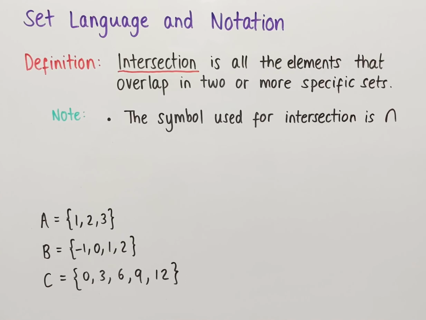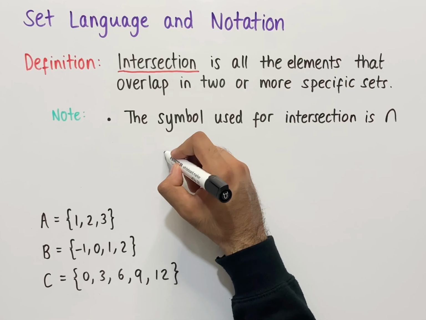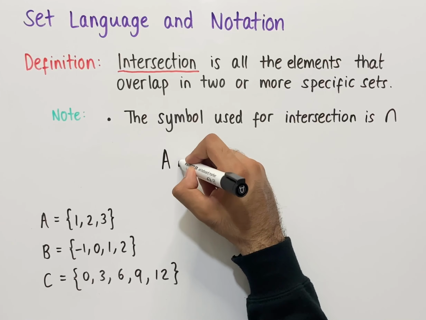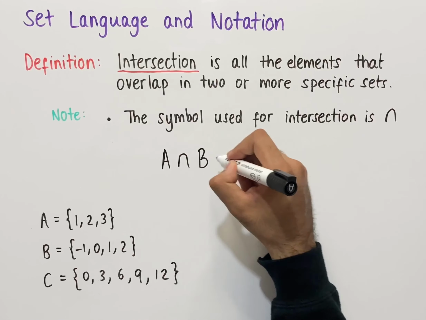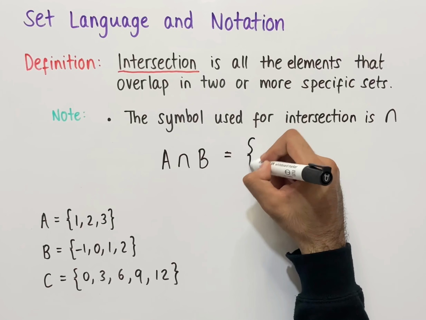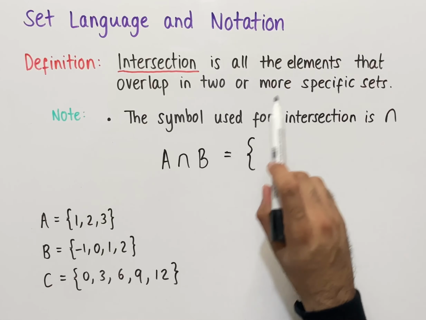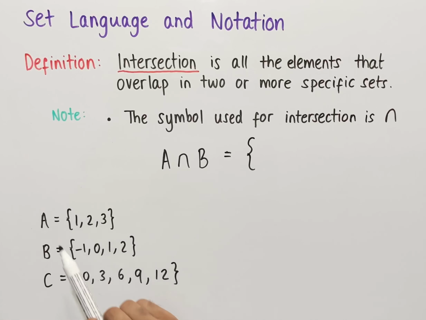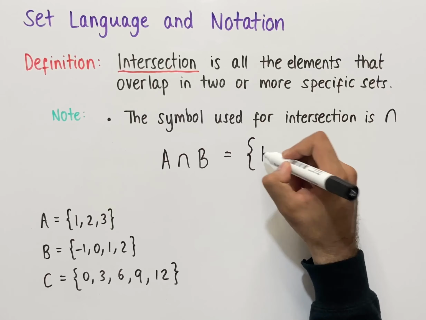So if we start off with A intersect B, we have A and then the intersection symbol and then B, and this equals the following set. So we need to look at all of the elements that overlap in A and B. In other words, all the elements that are common in both. So 1 is present in A, it's also present in B. So since 1 is an element of both A and B, then it's also within the intersection.